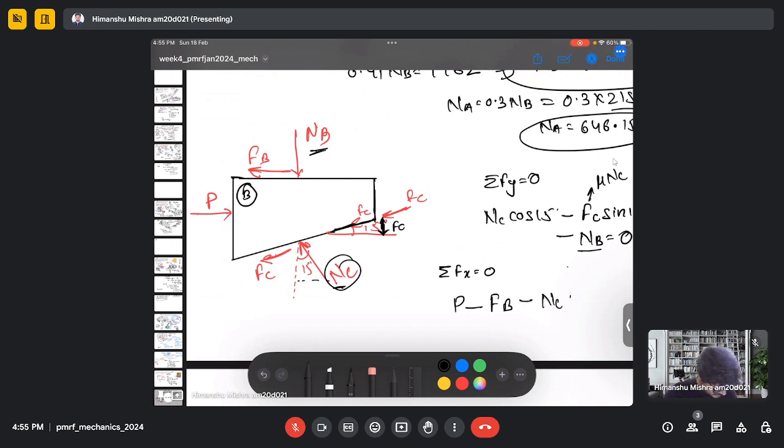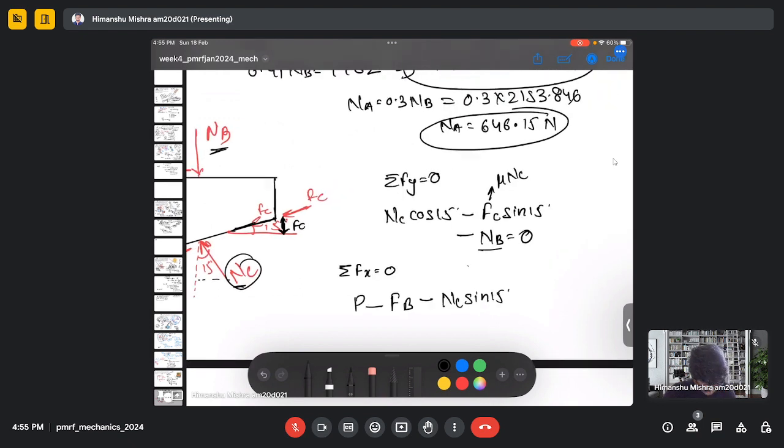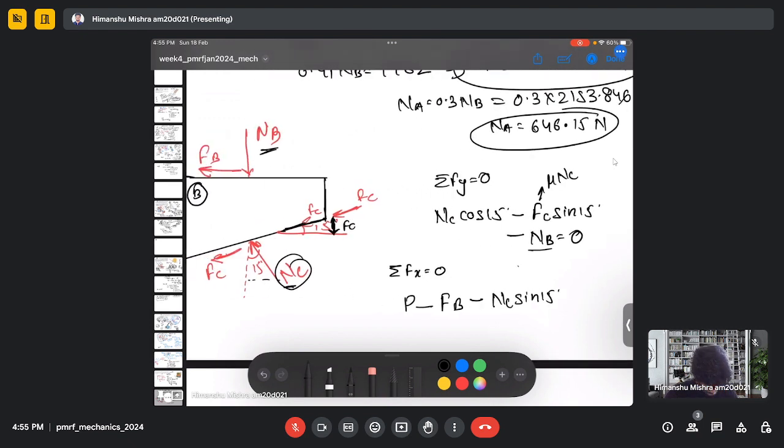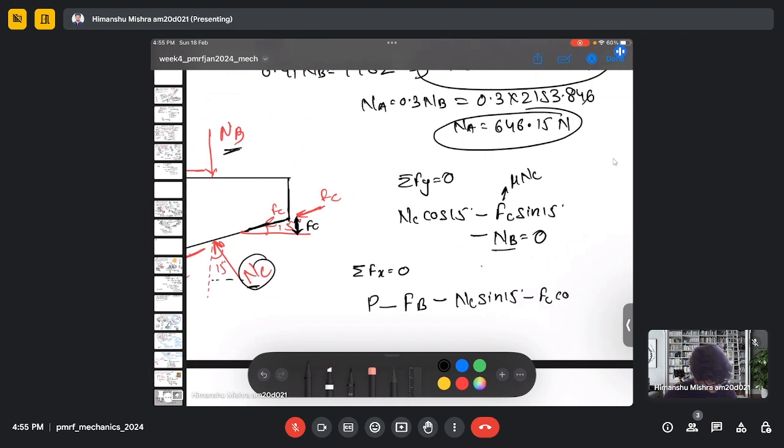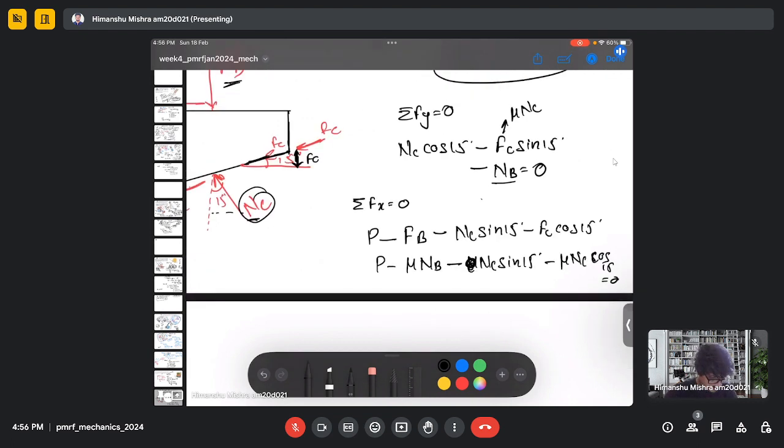minus NC sine 15, and the FC, which is going in this direction, so this will be cos 15, and here we need mu NB minus mu NC sine 15. Sorry, this is not mu. This is NC cos 15 equal to 0. So we need the NC here. So the NC can be determined from equation 1.